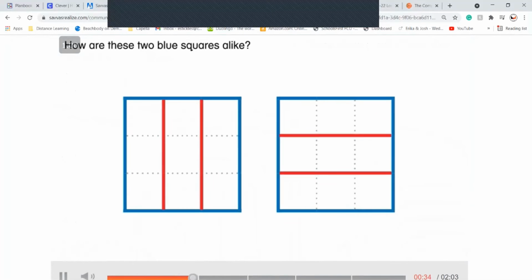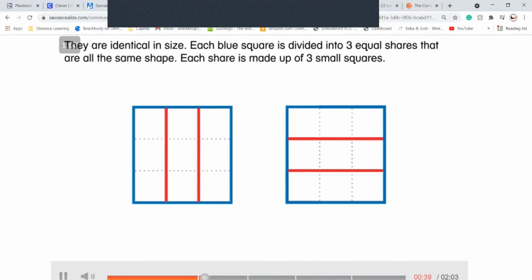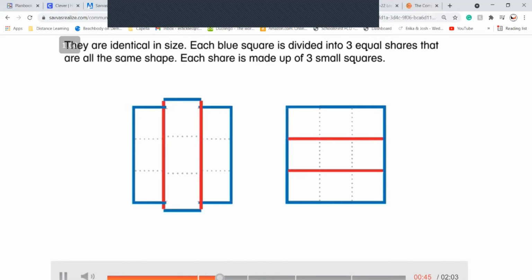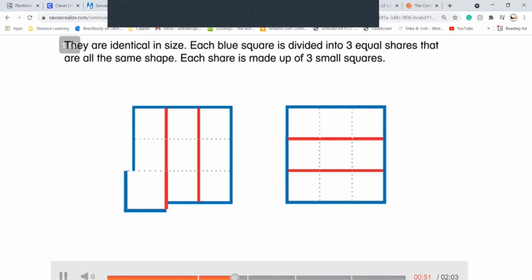How are these 2 blue squares alike? Well, they're the same shape and they're being cut into the same number of pieces. They are identical in size. Each blue square is divided into 3 equal shares that are all the same shape. Each share is made up of 3 small squares.